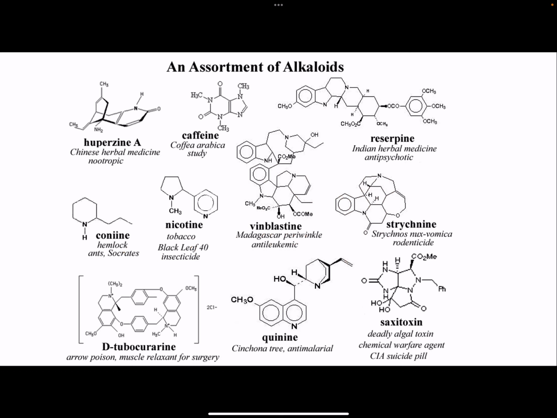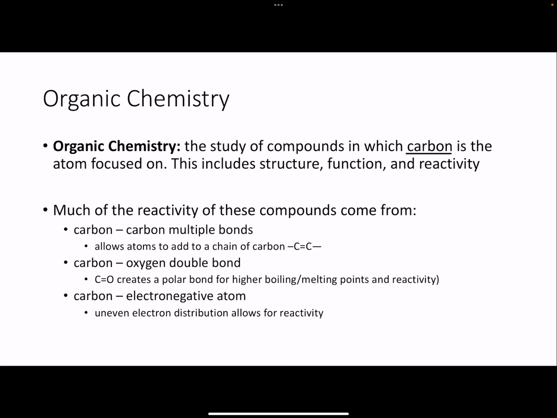A couple of different molecules here. You can see these are big and complex molecules. They serve a bunch of different purposes. And the interesting part is that all of these are found in nature. So there's a lot of applications in different plants that we may have or may not have. So part of what we do when we study organic chemistry is look to nature for what's hiding and how we can use it in our lives.